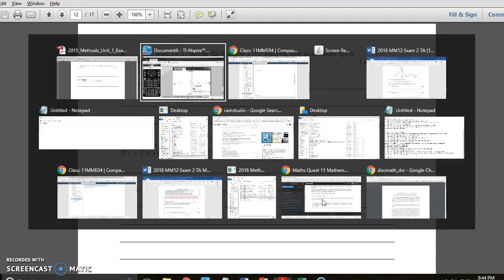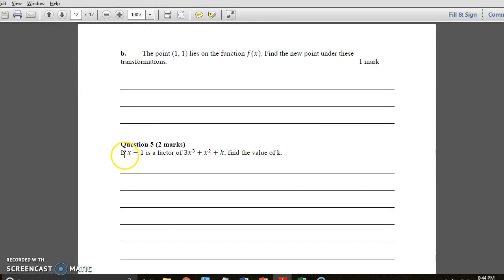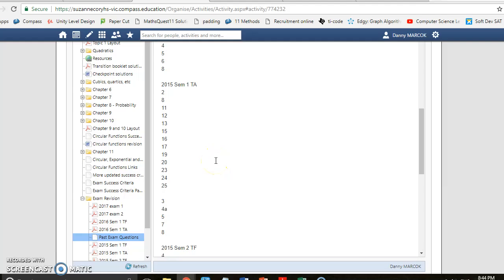Let's see. Question 5. Yep, got to do question 5. It tells us if x minus 1 is a factor of this, then find the value of k. So if that's a factor, then we know that this expression will equal 0 when x equals 1, because it's a -1.